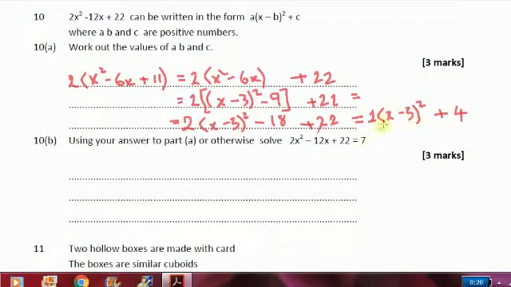Now I've got it in the form that they asked for, where we've got to work out the values of a, b and c. So the number in front of the bracket, a, is equal to 2. The number inside the bracket, x minus b, is x minus 3, so b is 3. And the remaining constant c is 4.